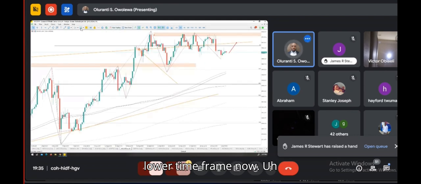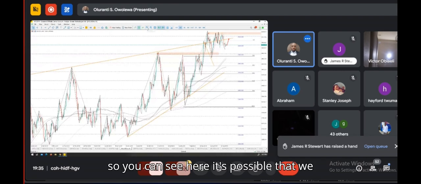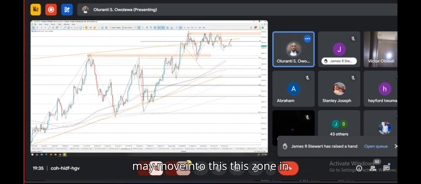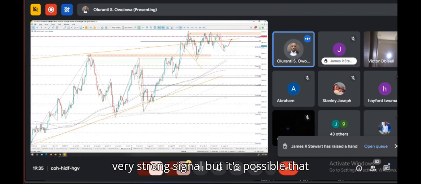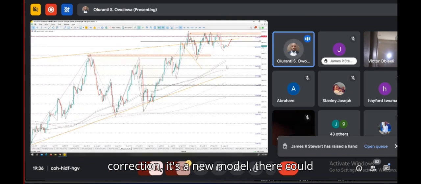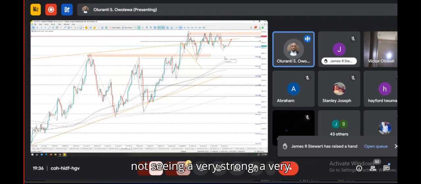Let's look at it on a lower time frame now. So you can see here, it's possible that we may move into this zone, 2511. That's about 100 pips from where it is now, or even into this other level. And this is just because of the zigzag that is showing here. It's not that I'm seeing a very strong signal, but it's possible that we push into this region before we do a correction. It's a new month, so there could be a correction, but I'm not seeing a very strong, very convincing signal for either buy or sell.